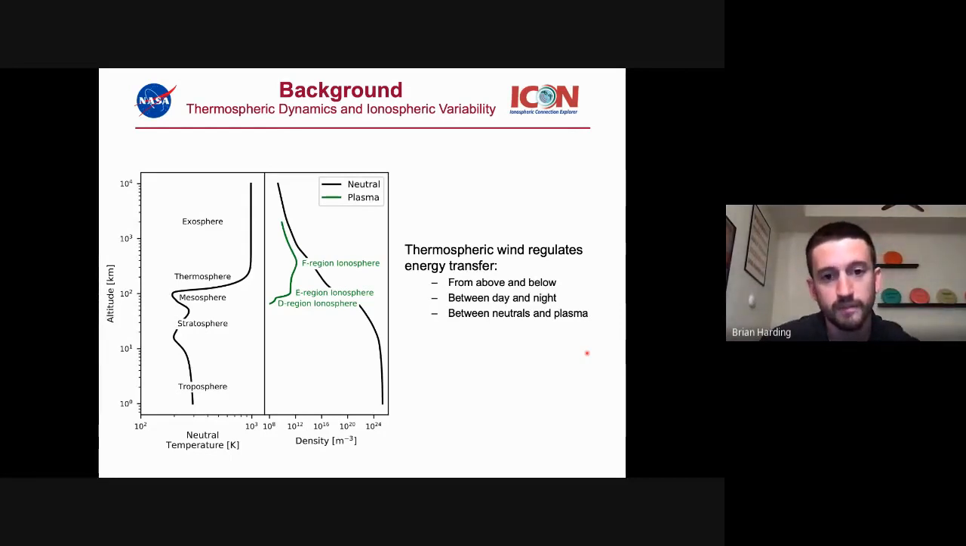To me it's intrinsically interesting, but even if you don't care about the thermosphere at all, I'll argue that to understand ionospheric variability, you have to first understand thermospheric variability, because even here at the peak of the ionosphere, the peak of the F region, which is the densest plasma in geospace, the neutral atmosphere is still 2 to 3 orders of magnitude denser.